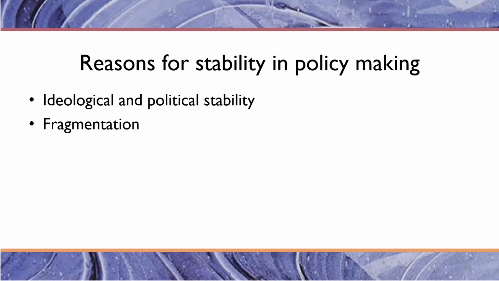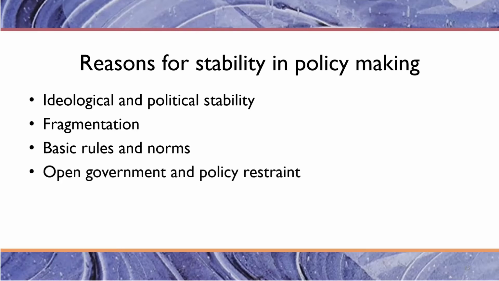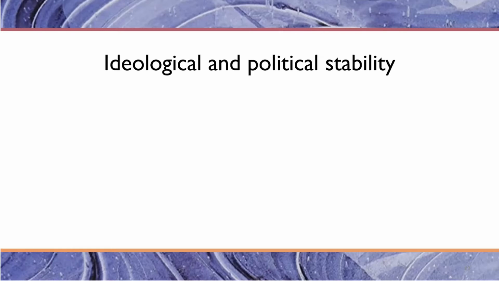You're not going to get complete agreement everywhere all the time. Basic rules and norms in our system, a system of open government and policy restraint, mean that people can broadly participate in our government, but all these other features and open participation yield a system characterized by what Robertson and Judd called policy restraint. So, what are some of the features of ideological and political stability in the United States?